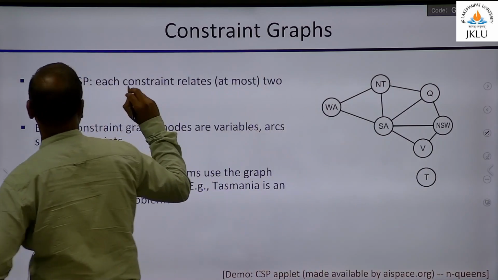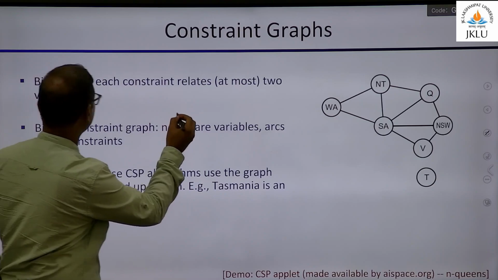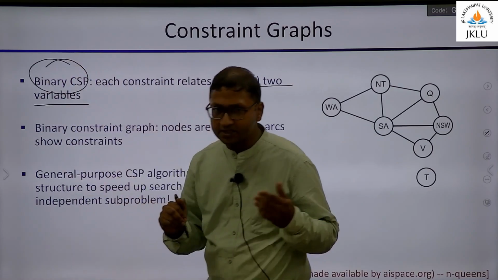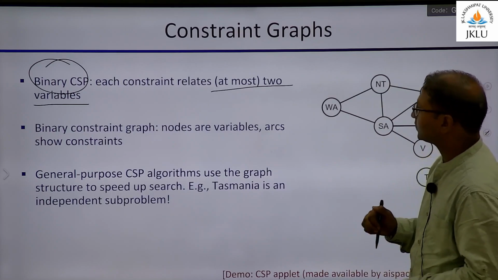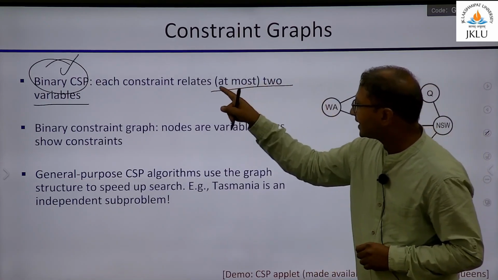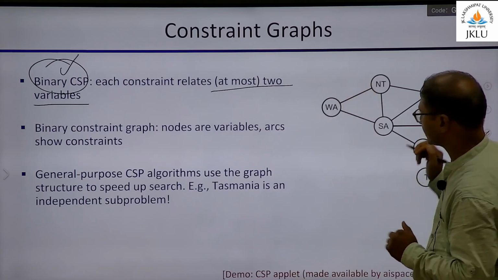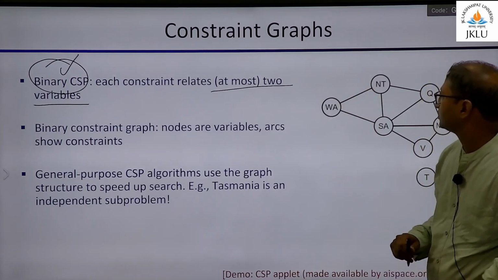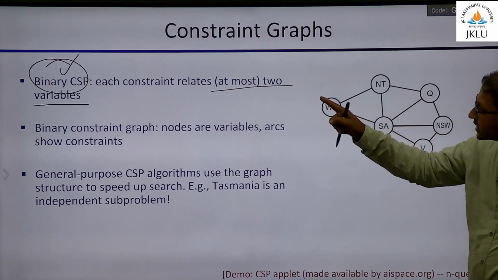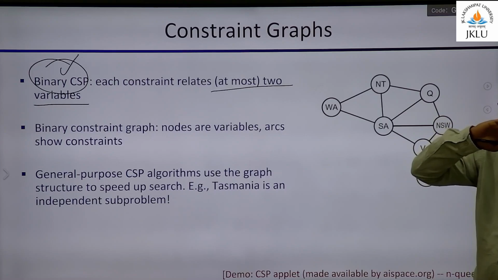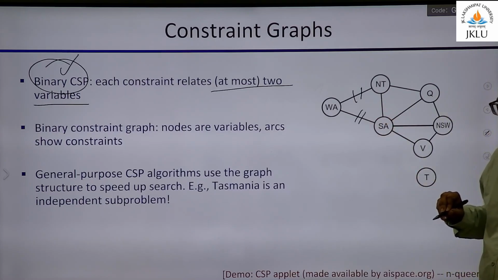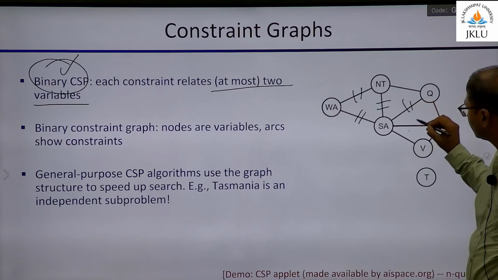So constraint graphs, binary CSP, each constraint relates to at most two variables. ये चीज समझ लो. I won't ask what is a binary CSP, but you need to know what is a binary CSP. I might use just this term in the questions in the exam. So each constraint relates at most to two variables. What does this mean? So I have two adjacent nodes here. Is that what you are saying? Because for this guy I have 5 neighbors.